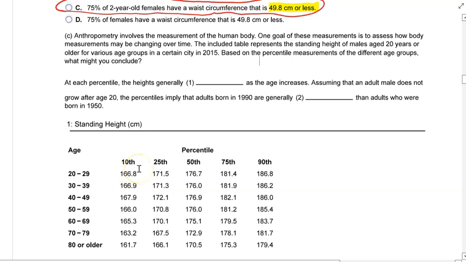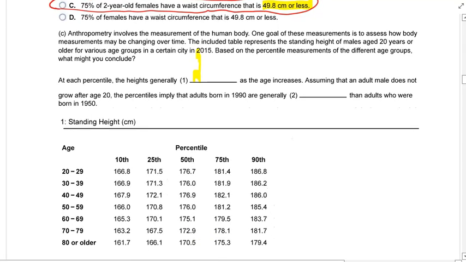And the question is, you can see that at the 80th percentile, the height generally, what happens? Look at here, height generally decreases, right? You can see here, in all percentiles height generally decreases as the age increases. You see that? As age increases, height decreases in its percentile.